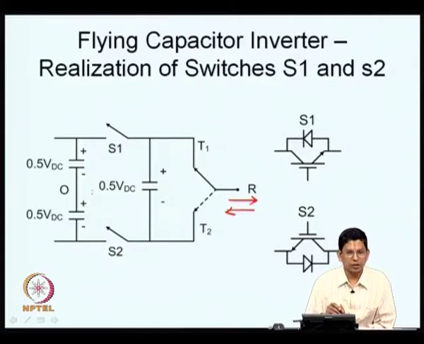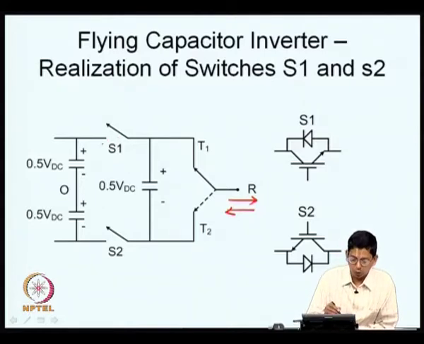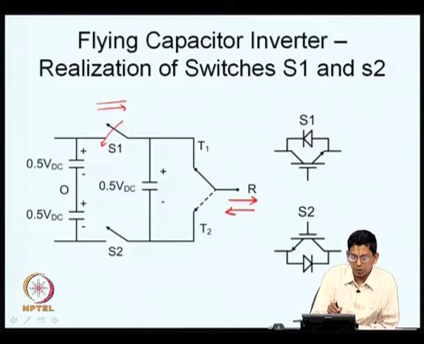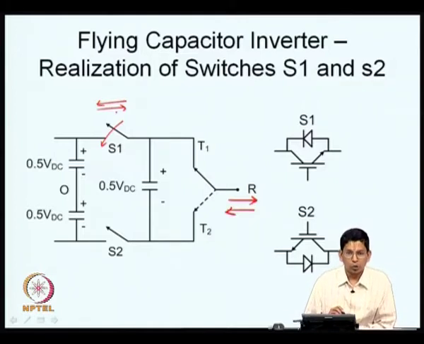If S1 is closed, S2 has to be open or vice versa, but at least one of them has to be closed, otherwise the DC bus capacitors will be totally isolated from the pole voltage. So, one of them will have to be closed to make a connection now. So, either S1 is closed or S2 is closed now. So, let us consider the situation S1 is closed. If S1 is closed, then the direction of conduction depends on the load current. It can be conducting either from the left to right or right to left, as I have shown here now. So, the switch S1 has to be a bidirectional current carrying switch now.